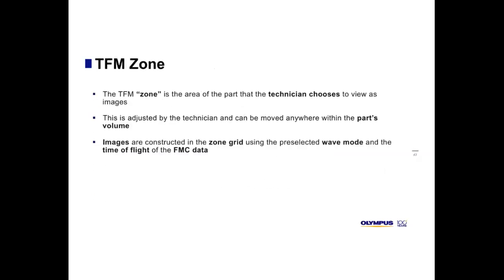Talking about the zone, the first thing to set would be the zone. The TFM zone is the area of the part that the technician chooses to view as image. It's your area of interest. This is adjusted by the technician and can be moved anywhere within the part's volume. Images are constructed in the zone grid using the pre-selected wave mode and the time of flight of the FMC data.